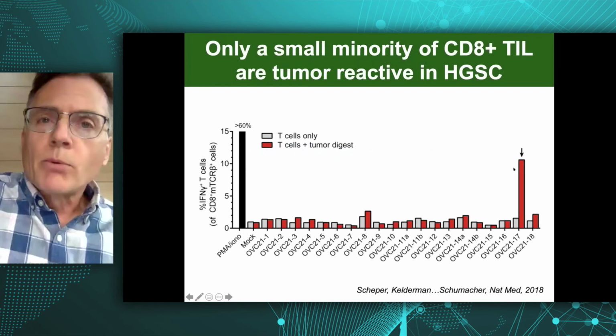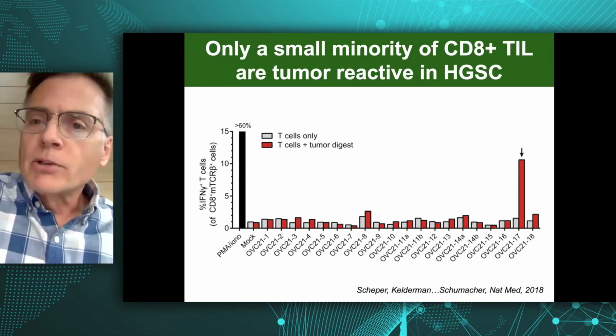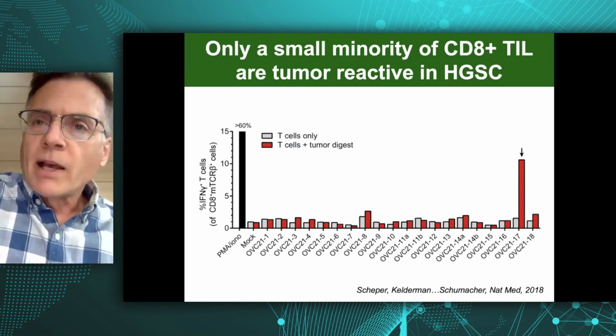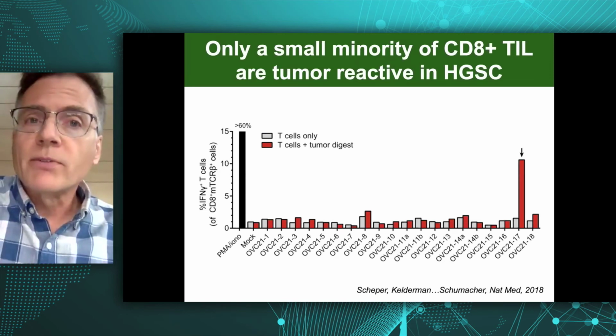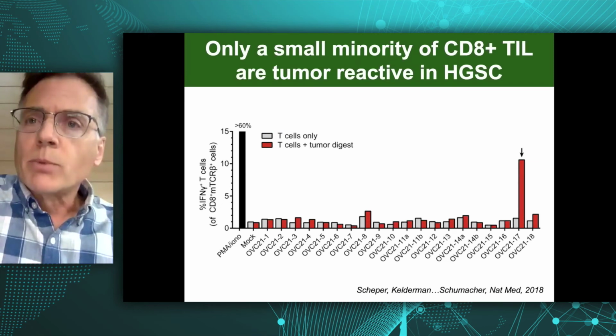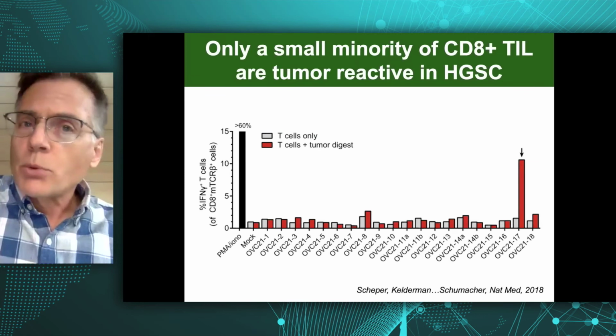The second point I want to make is that what we've learned in the last few years is that when we look at TIL in ovarian cancer, yes, they are highly prognostic. Many groups have shown this now, including our own. But when we look in detail at them, it turns out that the majority of TIL don't seem to recognize the tumor.